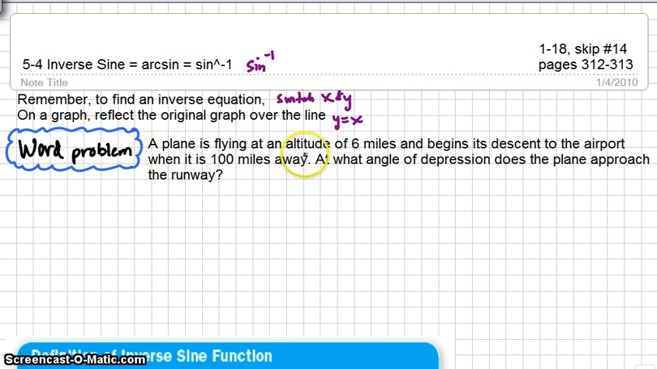A plane is flying at an altitude of 6 miles and begins its descent to the airport when it is 100 miles away. At what angle of depression does the plane approach the runway? Remember that for the angle of depression, it always goes from a horizontal downwards.